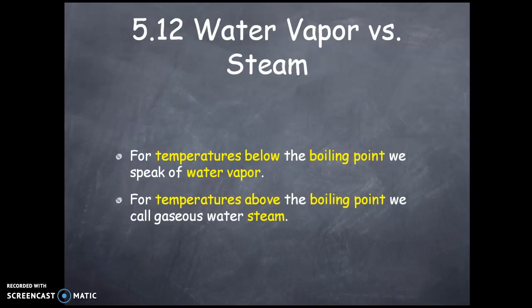Water vapor versus steam. For temperatures below the boiling point, we speak of water vapor. For temperatures above the boiling point, we call it steam. So temperatures less than 100 degrees Celsius, we call water vapor. The water vapor is still not at 100 degrees Celsius. Right after 100 degrees Celsius, all the water which is becoming gas is called steam.